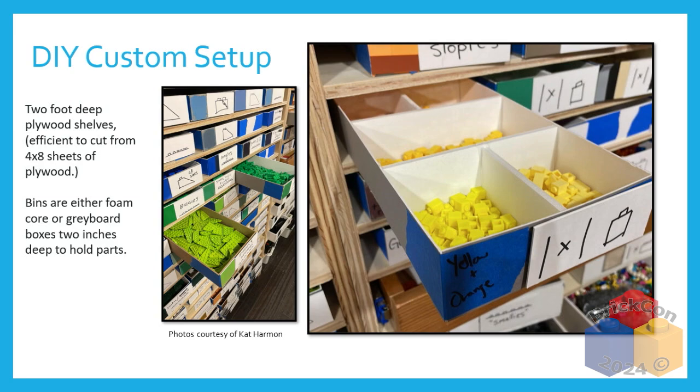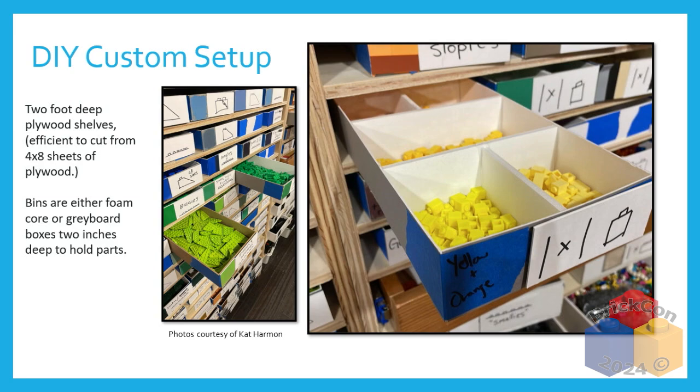So her and Sam did this entire Lego system where they built on their walls out of 2x4s and actually constructed lots of thin little shelves. So the shelves are 2 feet deep with plywood shelves, efficient to cut from 4x8 sheets. And then the bins are foam board, gray board boxes, and they're 2 inches deep to hold parts.